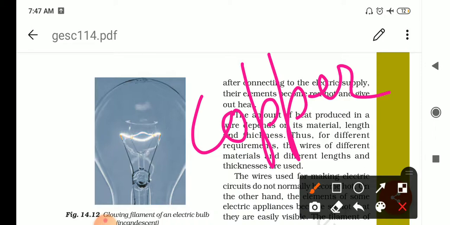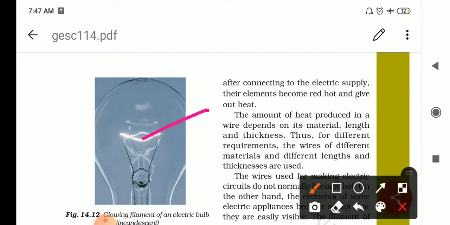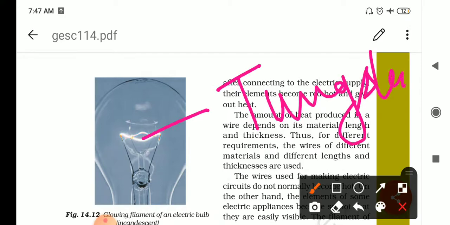On the other hand, a thin wire of tungsten or nichrome offers very high resistance and gets heated very quickly. This is the reason why tungsten wire is used in the filament of a bulb. The wire used here is tungsten. And in the heater, which one was used? That was nichrome.